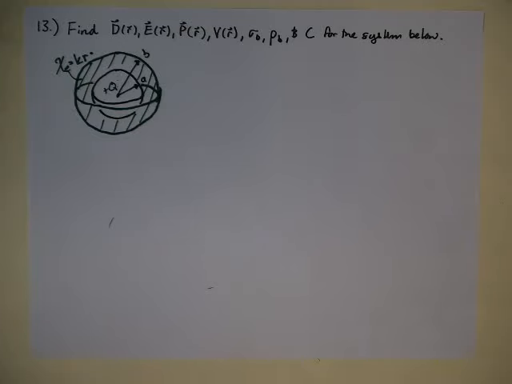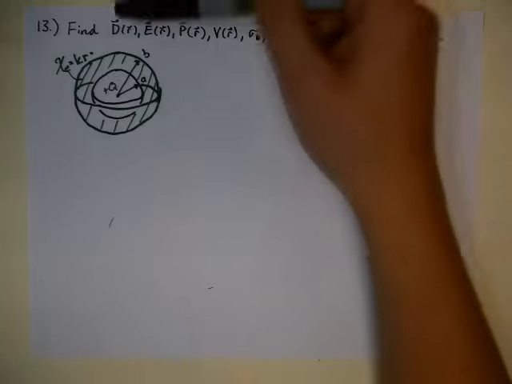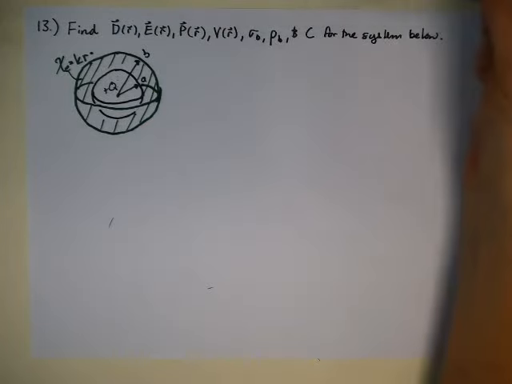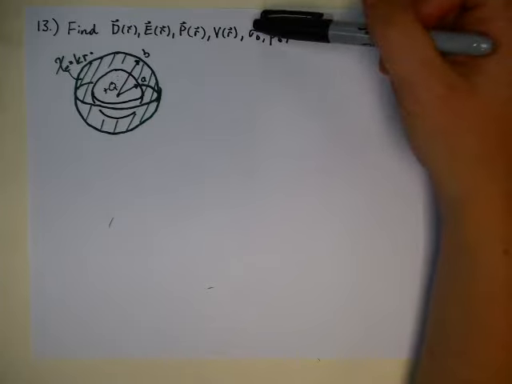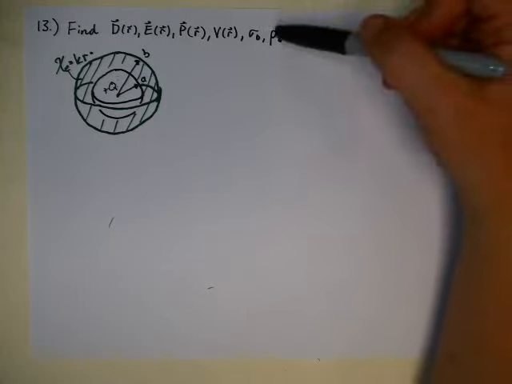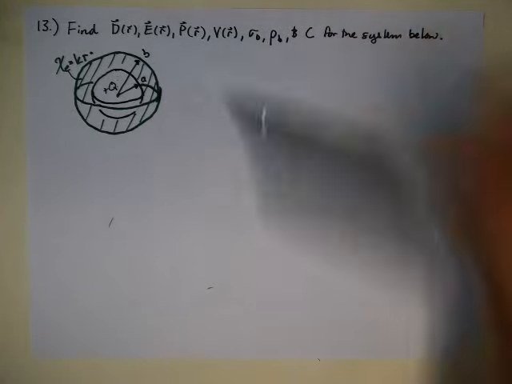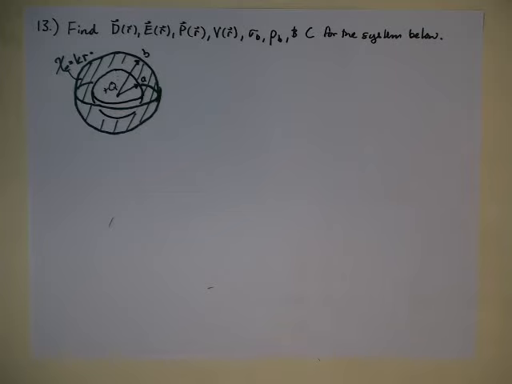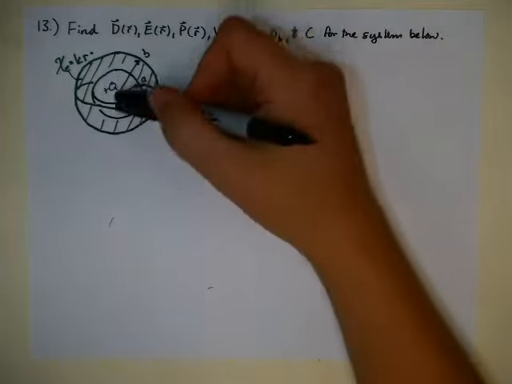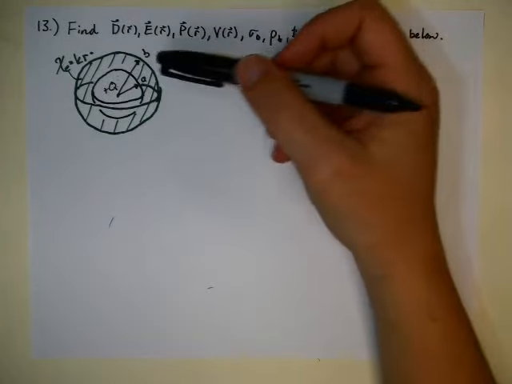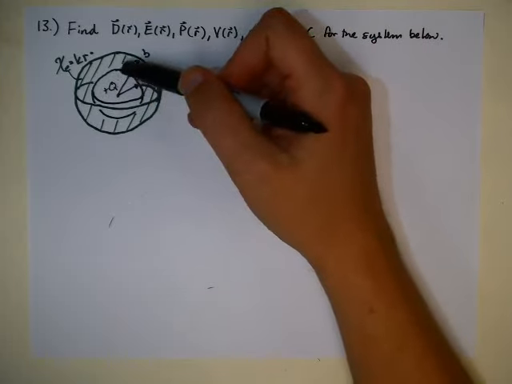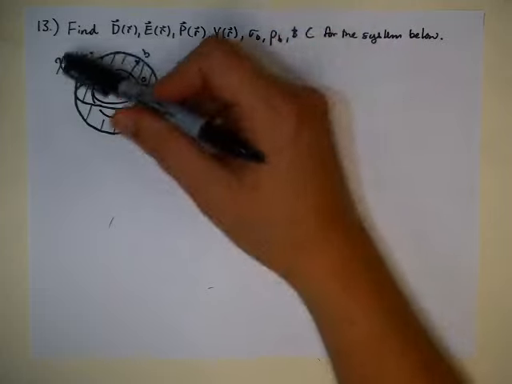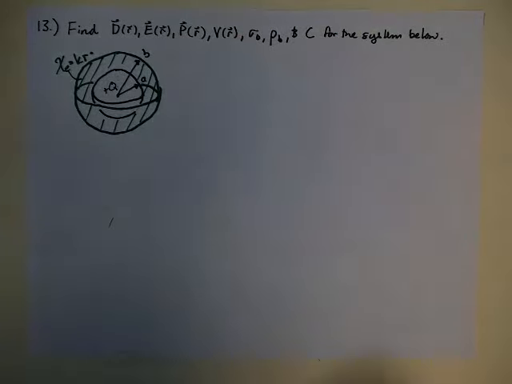Practice exam, problem 13: find the displacement field, the electric field, the polarization field, the potential, which is a scalar field, as well as the bound surface charge, the bound volume charge, and the capacitance for the system shown below, where the system is a conductor of radius a that holds charge Q, surrounded by a dielectric that extends out to a radius of b.